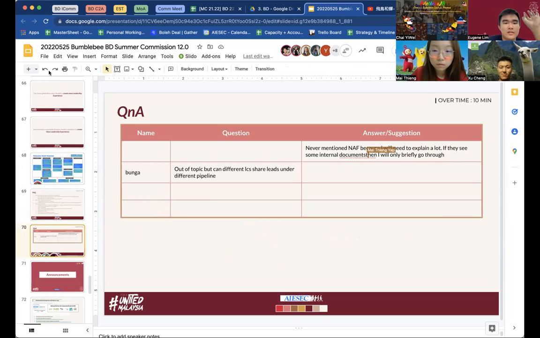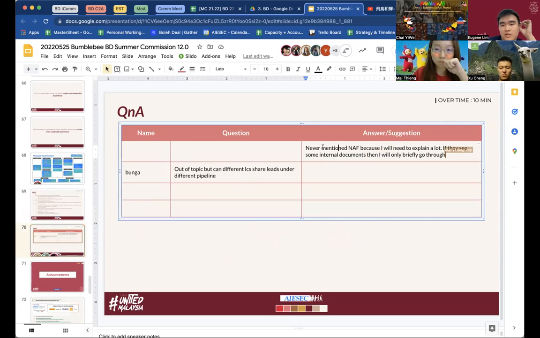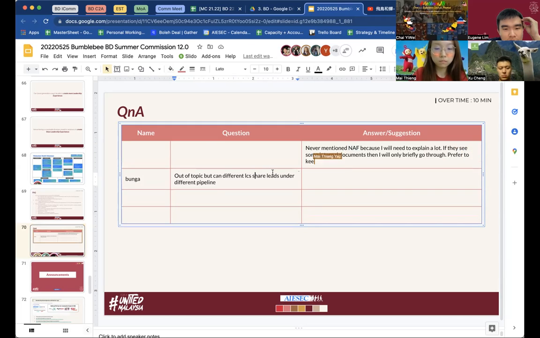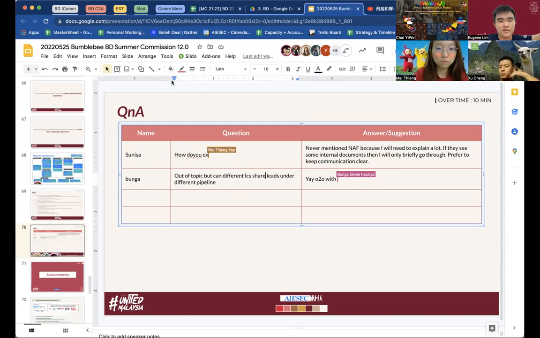But different LC share leads under... wait. Okay, if you want to mention NAF, you can. For me, I never mention it, and I prefer to keep my communication very clean and clear. Okay, anyway, out of topic. Different LC share leads. Okay, Bunga, I think that one I need to talk to you in private because this can be a lot of different scenarios. So I need to understand further what kind of scenario that is. I don't get your question. No, it's just Telegram texting.